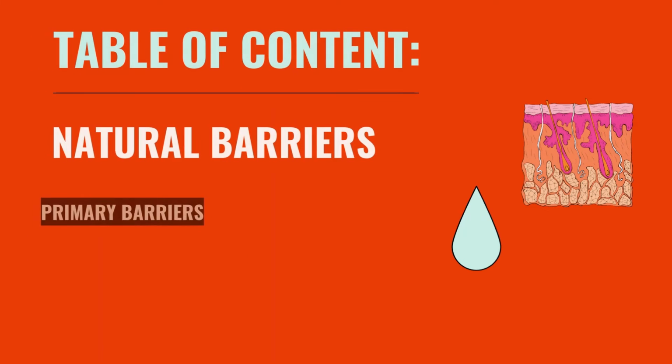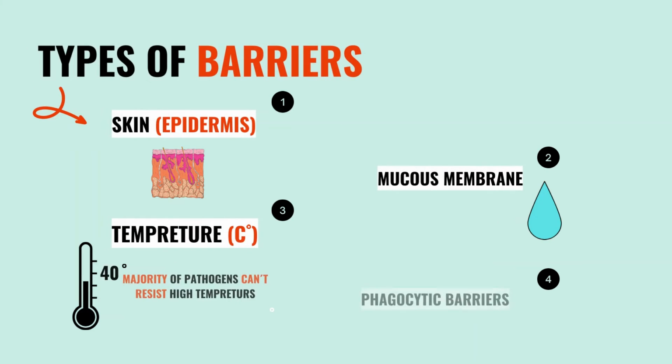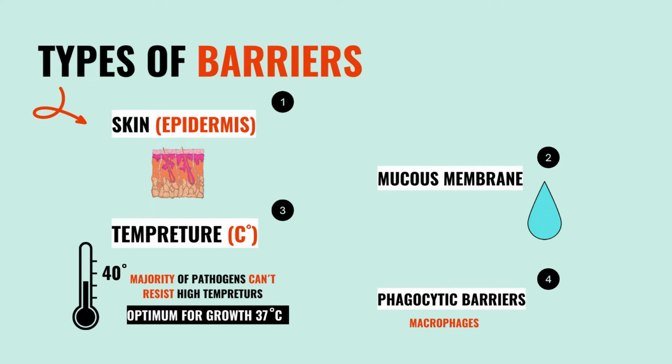Table of contents: we will talk about the primary barriers of the innate immune system, what the involved cells are, and how they work to prevent the infection or signal cell-mediated immunity to be ready in order to combat that specific infection. In innate immunity, there are types of barriers that are involved in preventing infection.